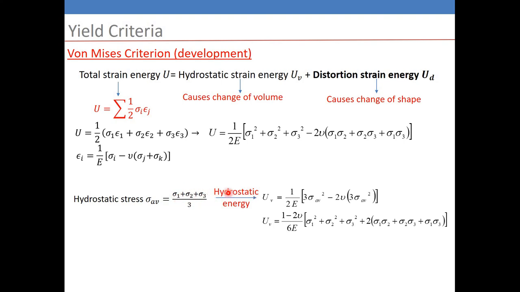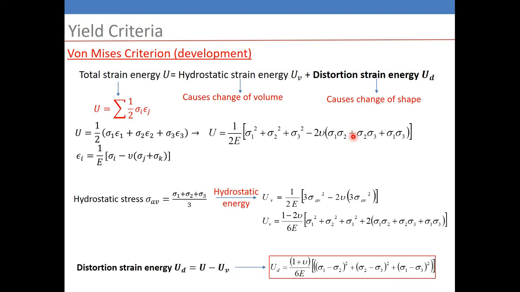So the idea is that if we replace all the stresses here by sigma average and arrange the terms, we find that this part is the part of the energy which is responsible for the change of size, or the change of volume. So this is the total energy contained at the point. This is the energy only responsible for the change of size. To find the energy responsible for the change of shape, we just subtract this term from the total energy. Subtracting this term from this term, we find the distortion strain energy. So that's the value of the distortion strain energy.